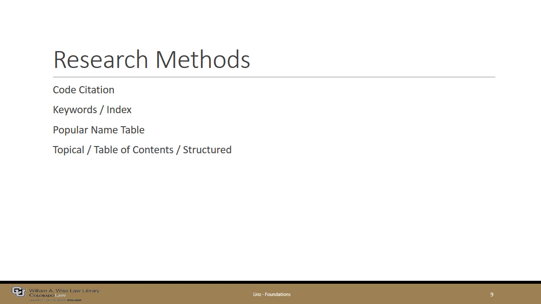And then the last method is the topical or table of contents approach, or if you will, the structured approach. And this is simply where we would identify what subject area we're looking at. We look at the titles of the United States Code, and then we would drill down within those titles, or a few chapters or subchapters, to find a relevant section.